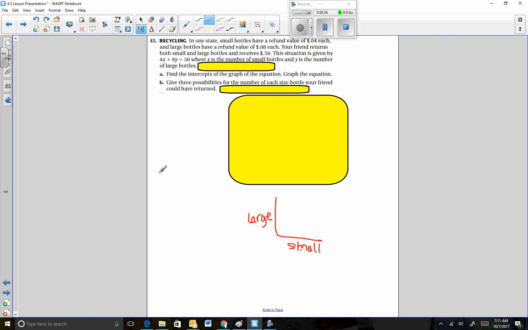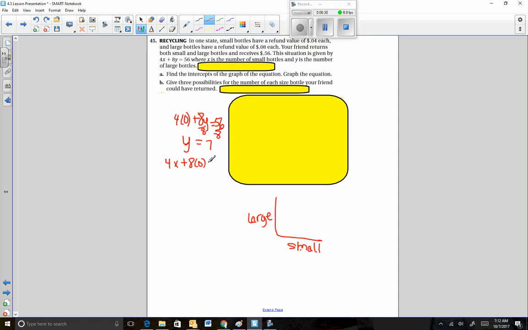All right, so first of all, we need to find our intercepts. If we place a 0 in for X, what is Y? Of course, let me write it out so you guys can see it all. 4 times 0 plus 8Y equals 56, right? So we place a 0 in there. Our Y-intercept, Y has to be, divide both sides by 8. Y is 7.